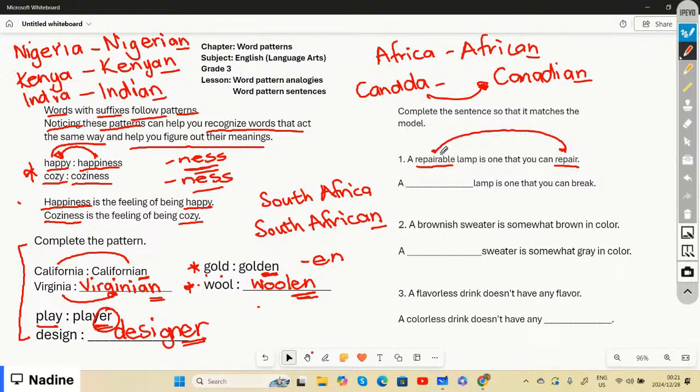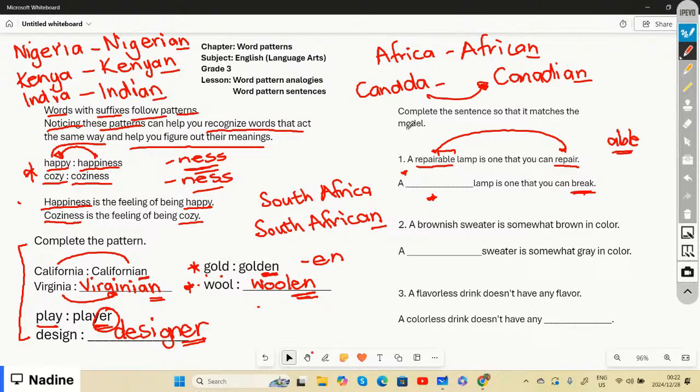We added able. We added able. So a repairable lamp is one that you can repair, meaning you can repair a repairable lamp. So now here a lamp is one that you can break. Look at the word break. If we add the suffix able to break, then what is our model word that we can add there to complete the sentence?